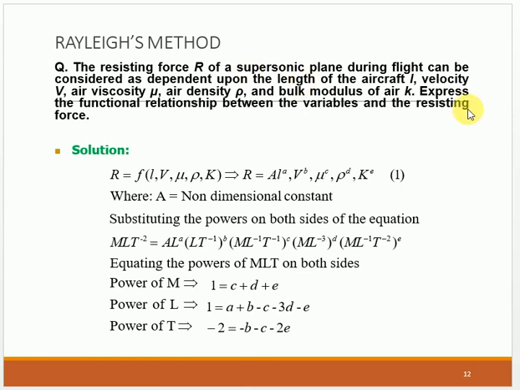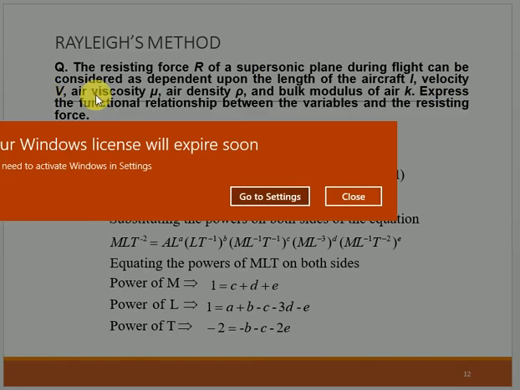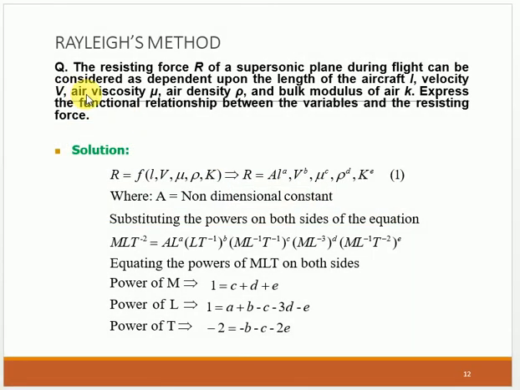to the length of the aircraft L, velocity V of the air, viscosity mu, air density rho, and bulk modulus of air K. Express the functional relationship between the variables and the resisting force. So now we're going to derive an expression for the functional relationship between the variables and the resisting force.